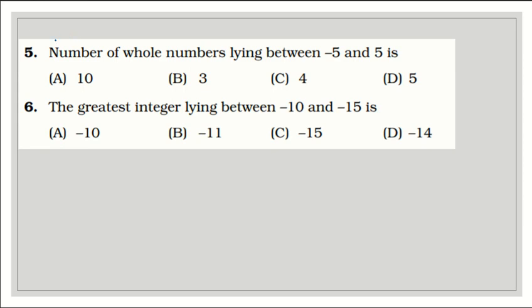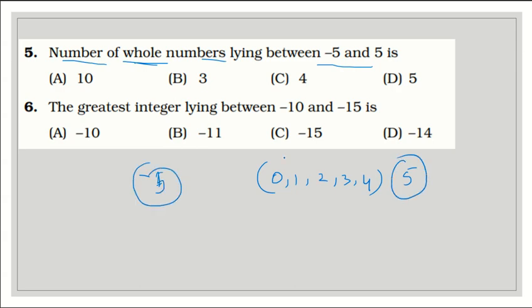Question number 5: the number of whole numbers lying between -5 and 5. Here he said whole numbers. So 0, 1, 2, 3, 4 will come as whole numbers lying between 5 and -5. So we will take the right answer as D, 5, because 0, 1, 2, 3, 4 are there.